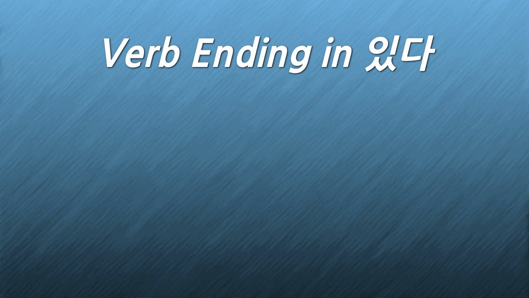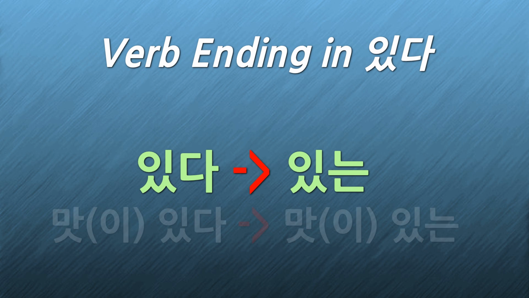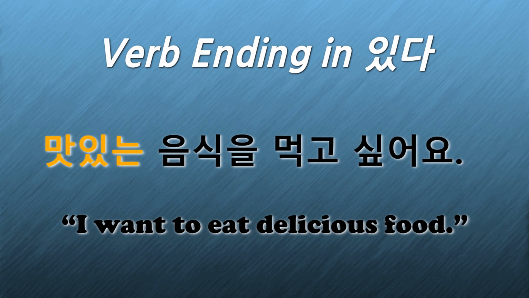Now, if the descriptive verb ends in 있다, such as 맛이 있다, to be delicious, it also conjugates differently. 있다 will become 있는. So the verb 맛이 있다 will become 맛이 있는. 맛이 있는 음식을 먹고 싶어요. I want to eat delicious food. Or for a more natural translation, I want to eat something good.